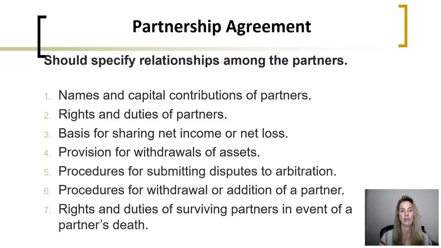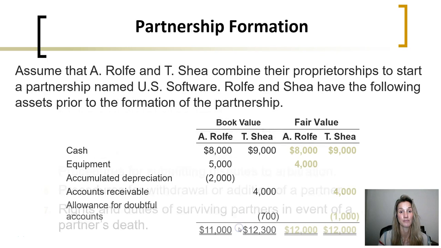The partnership agreement has to specify certain relationships among the partners: obviously names and how much each of the partners contributes in capital, as well as the rights and duties of the partners, the basis for how net income or net loss will be shared amongst the partners, provisions for how assets can be withdrawn, any procedures for submitting disputes during an arbitration, procedures for the withdrawal or addition of a new partner, and the rights and duties of surviving partners in the event of a partner's death.